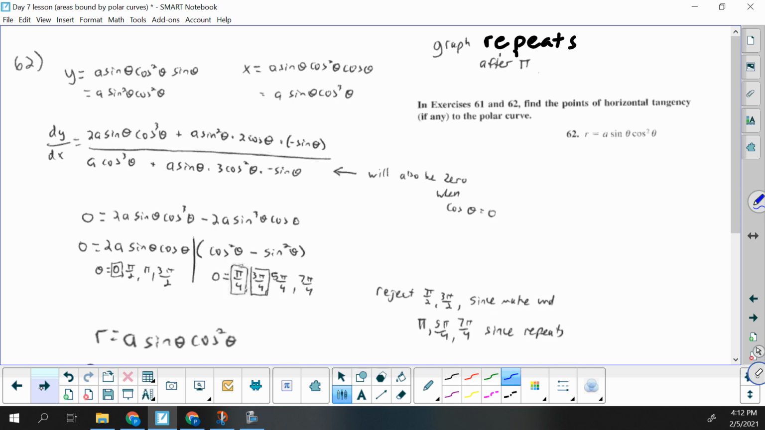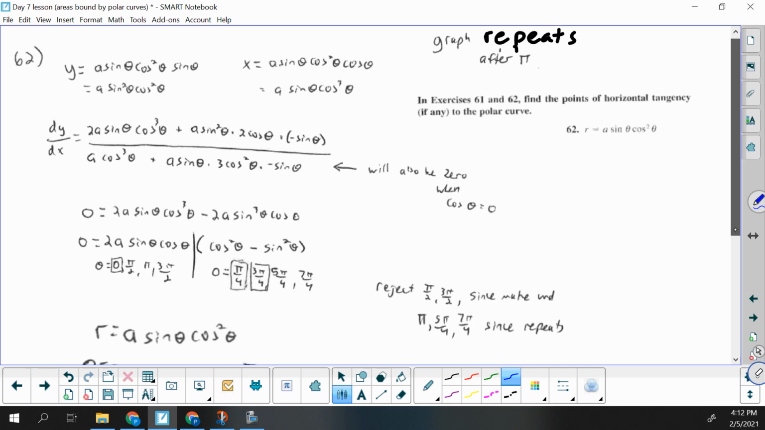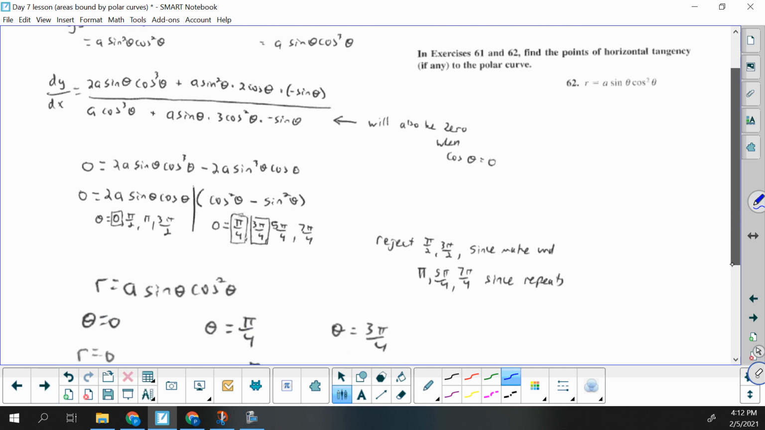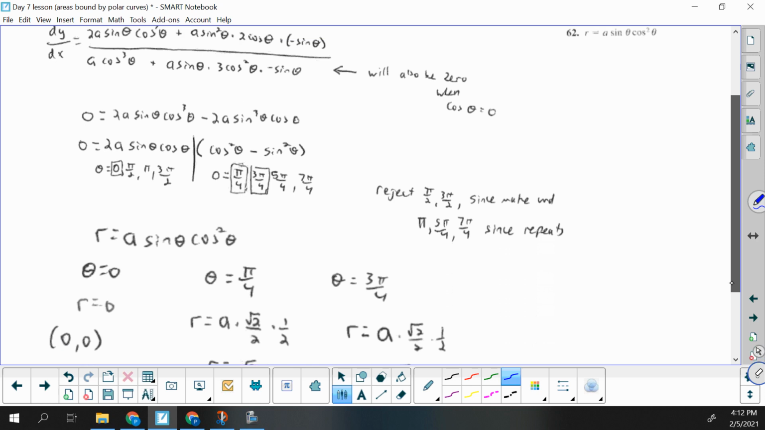But our graph, if you graph that, and a you could just pick as some number, so you could just graph it as sine theta cos squared theta, repeats after pi. So we would want only the ones that go up through pi. So this one only wanted the horizontal points of tangency.